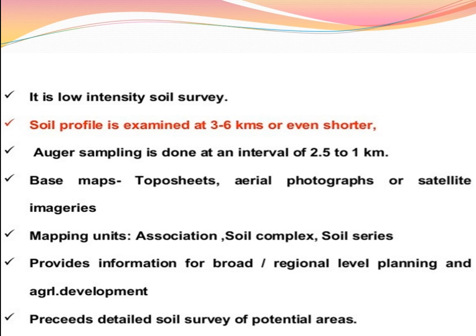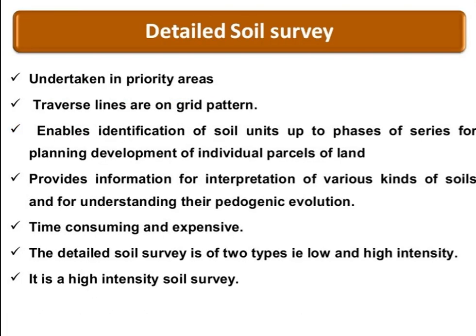The next one is low intensity soil survey. In this, the soil profile is examined at 3 to 6 km or even shorter intervals. Then auger sampling is done at intervals of 2.5 to 1 km. Base maps used are topo sheets, aerial photographs or satellite images. Mapping needs association of soil complex and soil series, which provides information for broad regional level planning and agricultural development. It precedes detailed soil survey of potential areas.